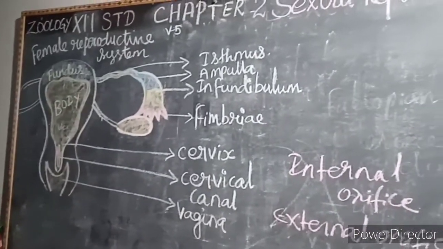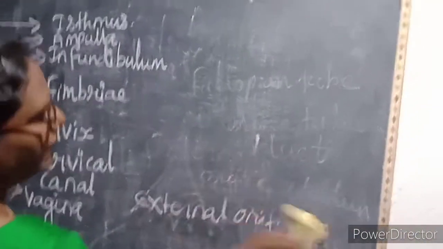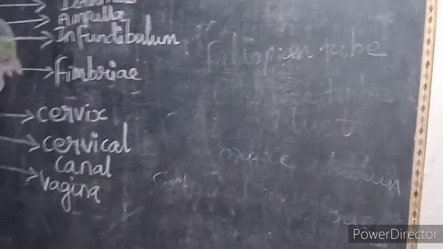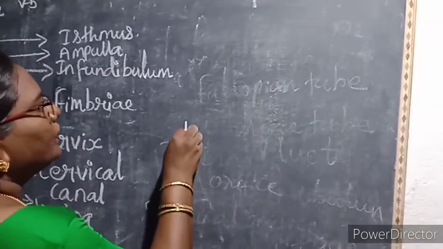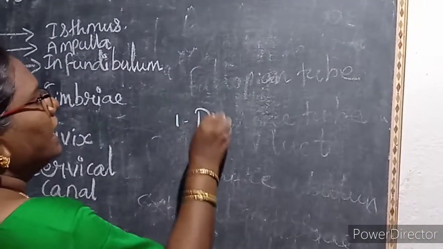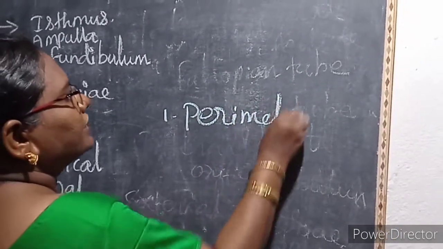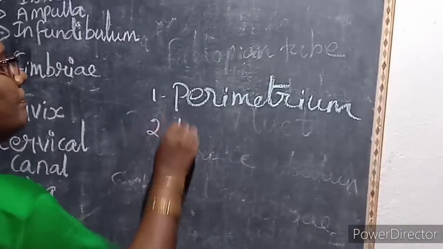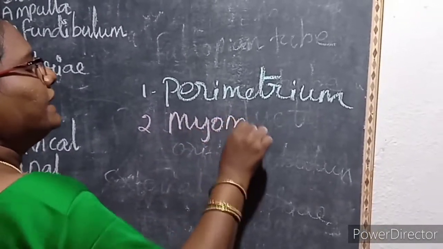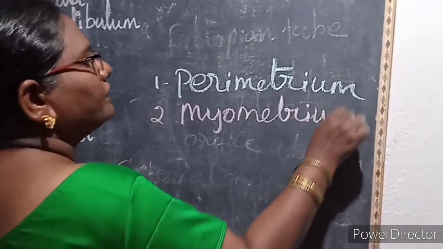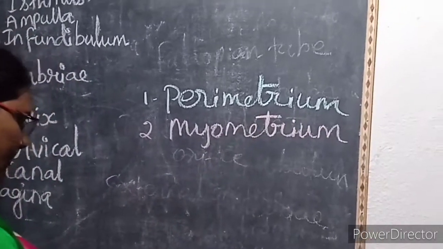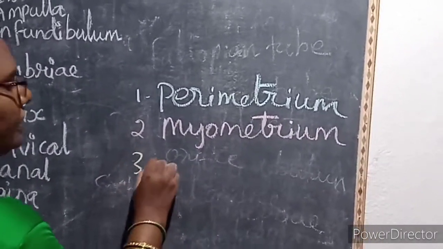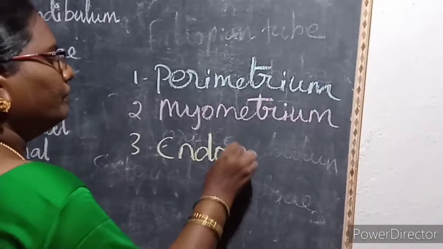Then next we are going to learn about the layers of the uterus. It's a 3-mark question. The uterus is formed of 3 layers. That is the outer perimetrium, then the middle myometrium, and the inner endometrium. It's a 3-mark question. What are the layers of the uterus? Outer perimetrium, middle myometrium and inner endometrium.